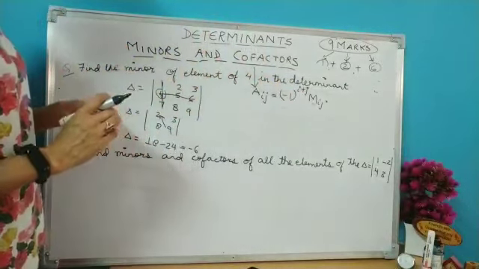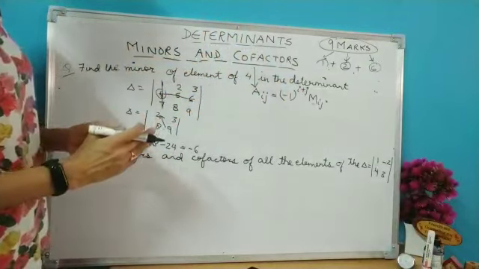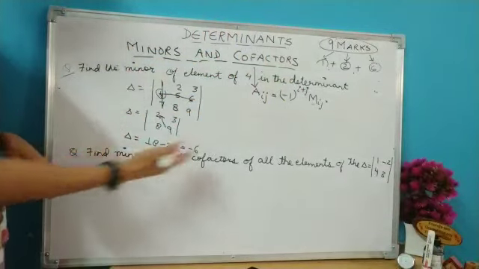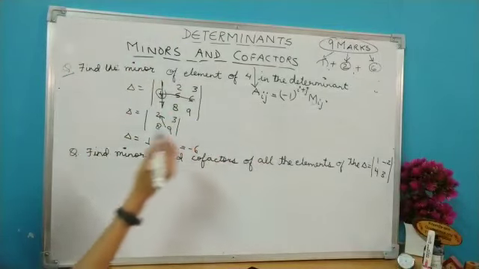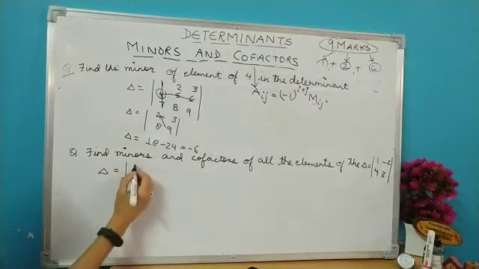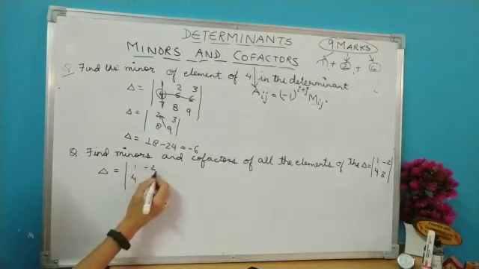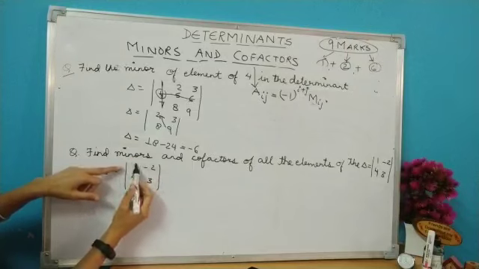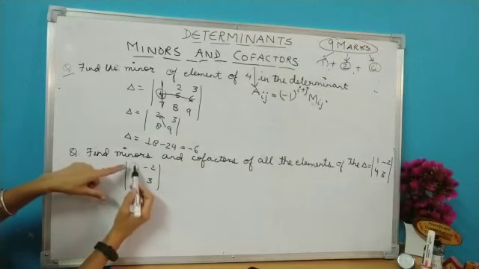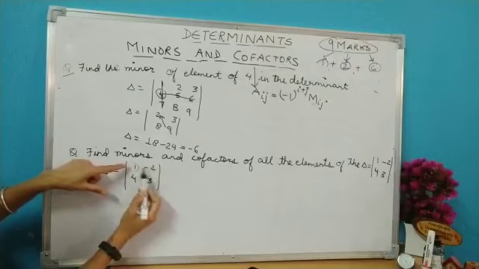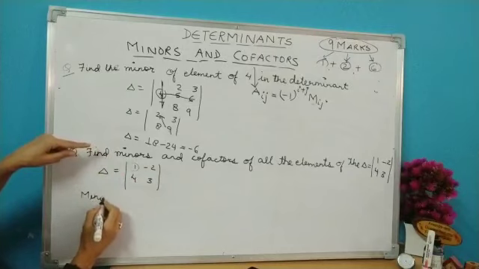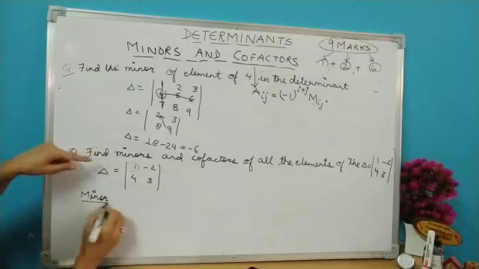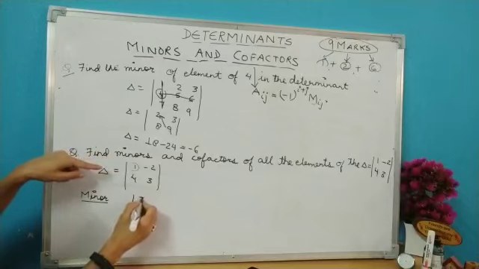So let's understand how we can calculate minors and cofactors of the given determinant in the given example. It is given: find minors and cofactors of all the elements of the determinant. The determinant is given as 1, 4, minus 2 and 3. So let us first of all find the minors. Say I want to calculate the minor of 1. I delete the row and column, so I am just left with 3. That means for 1, the minor is 3.